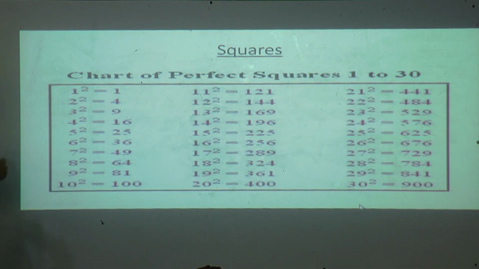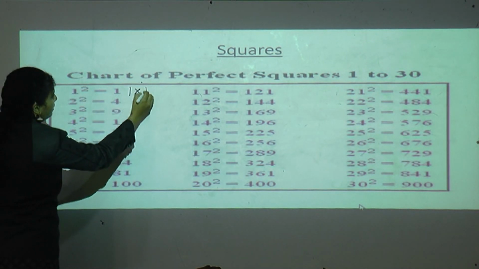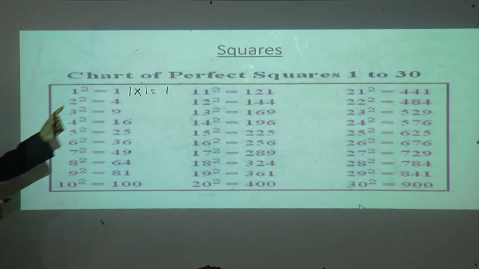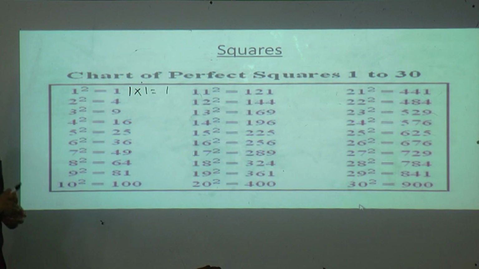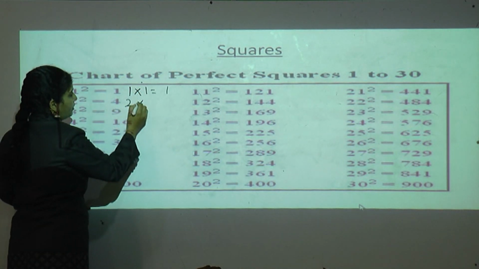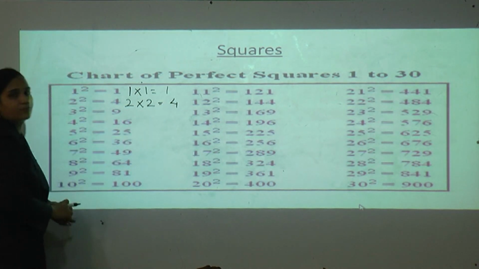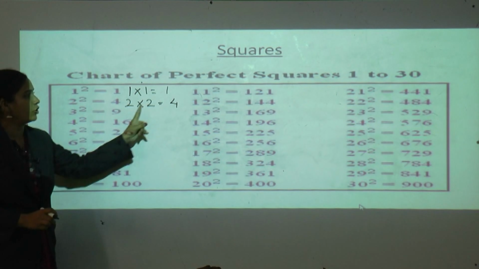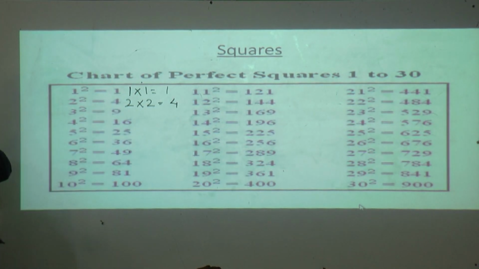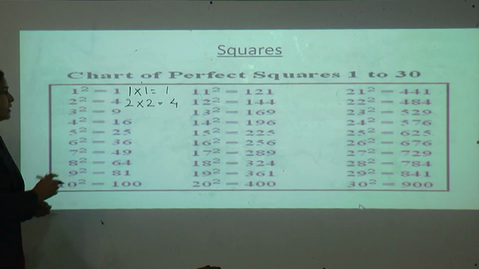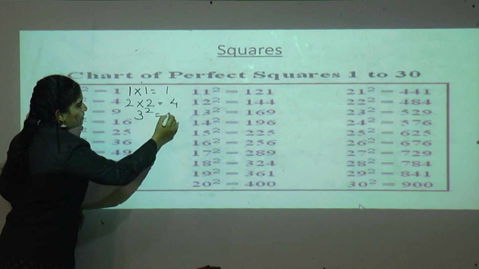That means if we multiply 1 by 1, we get 1. That means the square of 1 is 1. Now if we multiply 2 by itself, the multiplication is 4. That means the square of 2 is 4. For 3 also the same. If you multiply 3 by itself, the answer is 9. That means the square of 3 is 9. It can be written like this.